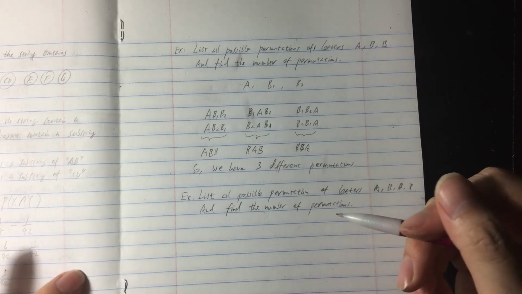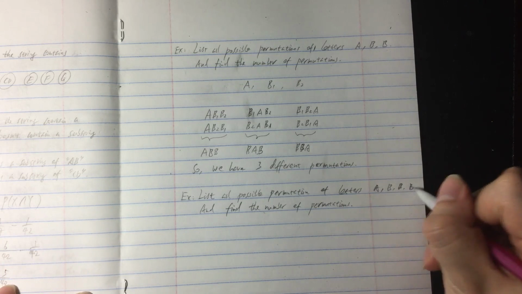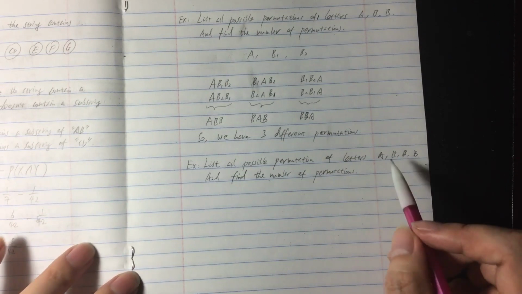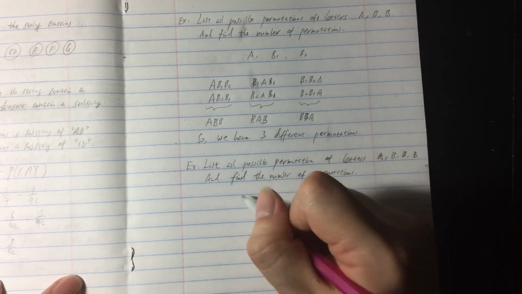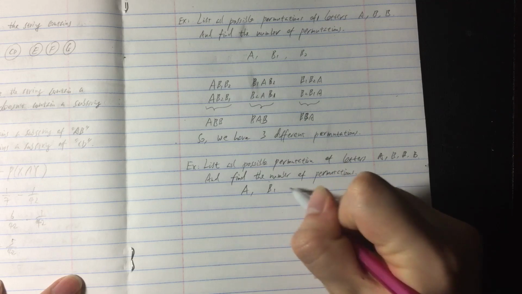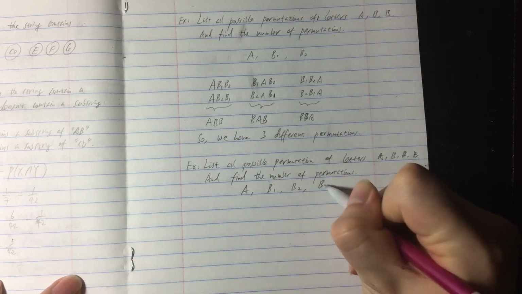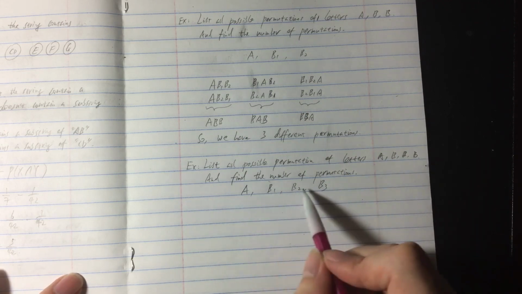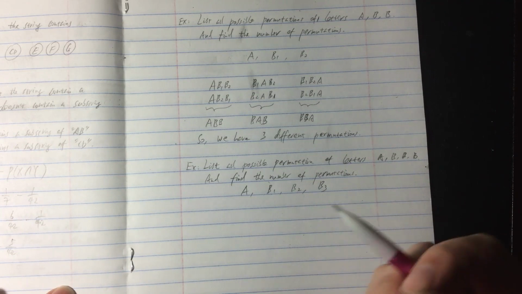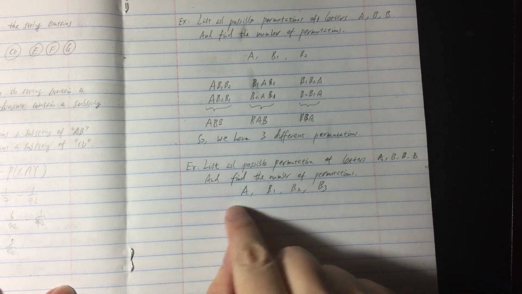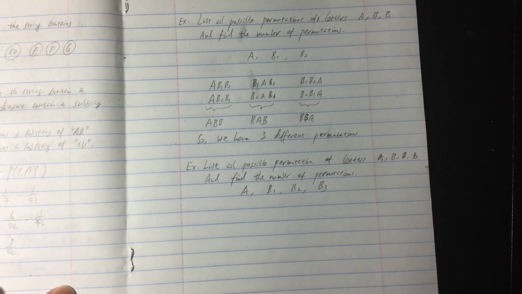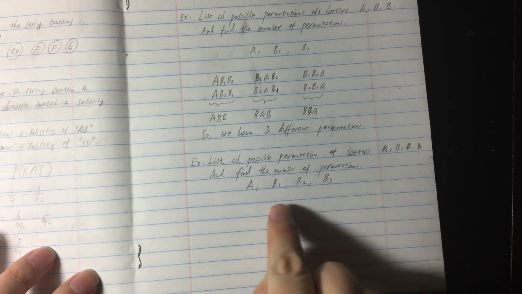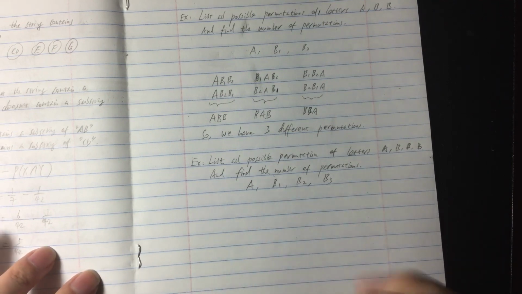In order to use the old technique here, we try to make these three B's different, because these three B's are exactly the same. Let's assume the letters are A, B1, B2, B3. Then by the old technique, we know that the number of ways to arrange 4 letters in a row is 4 factorial, which is 24. So if these B's are different, we have 24 different arrangements.